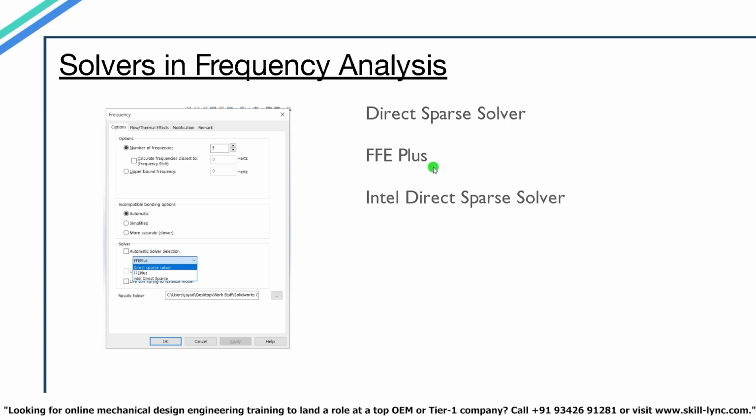The direct sparse solver requires about 10 times more RAM than the FFE Plus solver. It becomes faster with more memory available on your computer. This solver leverages multi-core processing capability and improves the solution speed for static and nonlinear studies.